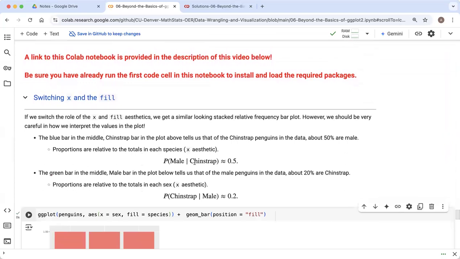are male. So if you're familiar with conditional probability notation, this is saying, like, given that we have a chin strap penguin, what's the probability that they're male? In other words, out of all of the chin strap penguins, 50% of them are male.